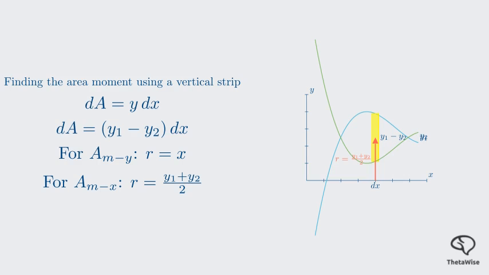A vertical strip is perpendicular to the x-axis. We need the distance of the centroid of the strip from the x-axis. This is the midpoint of its height, which is y1 plus y2 divided by 2. Now we can put these pieces together to get our integration formulas.